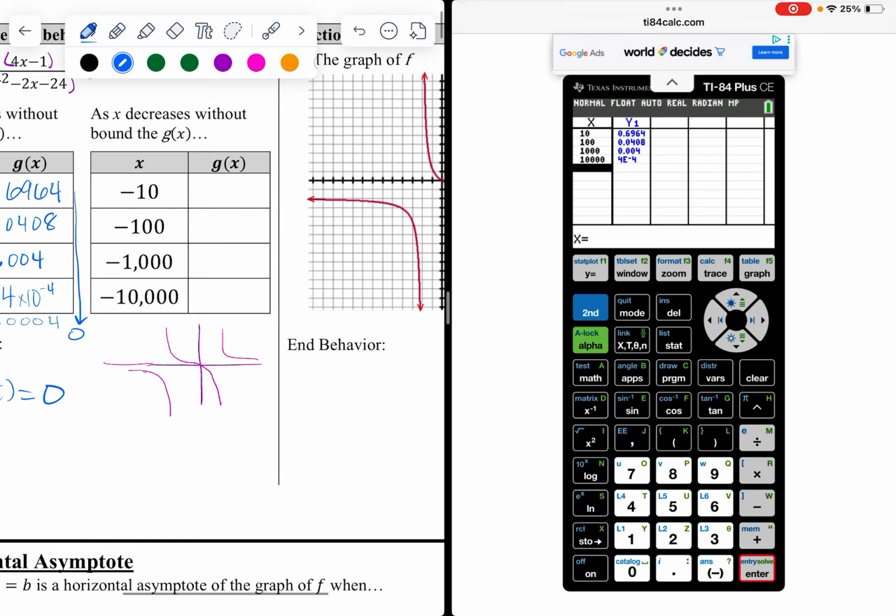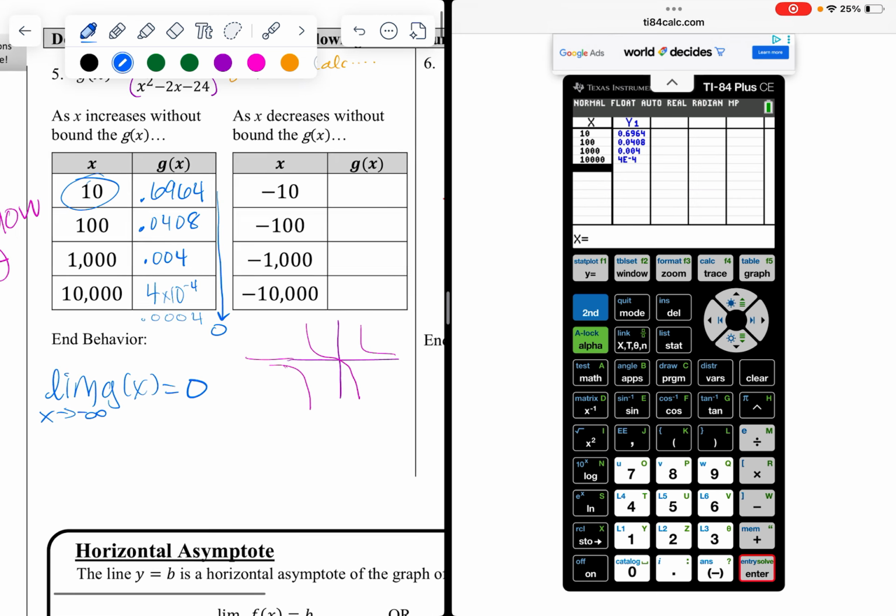Let's see what's happening if I start looking at the, oh, sorry, that was the positive side. It's the same idea though. As we get closer and closer to 0, it's also 0. So let's look at the next one. Let's look at negative 10.